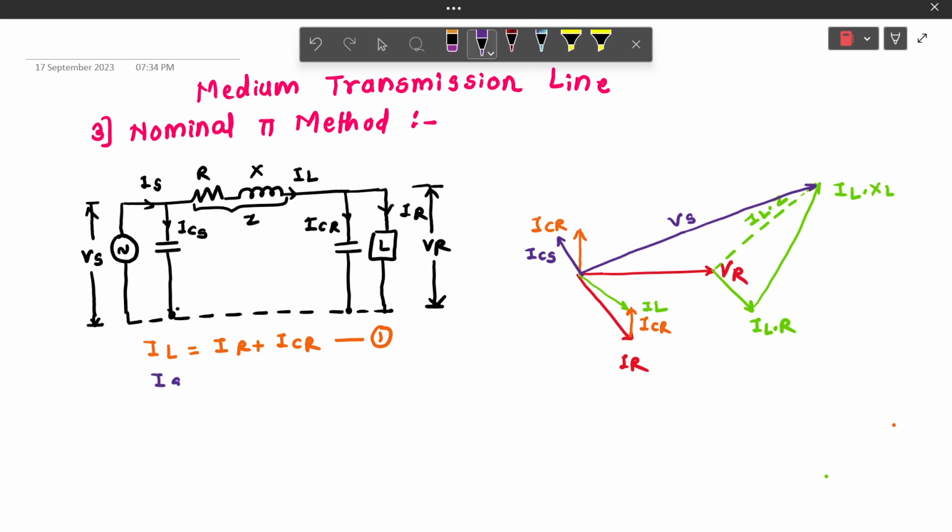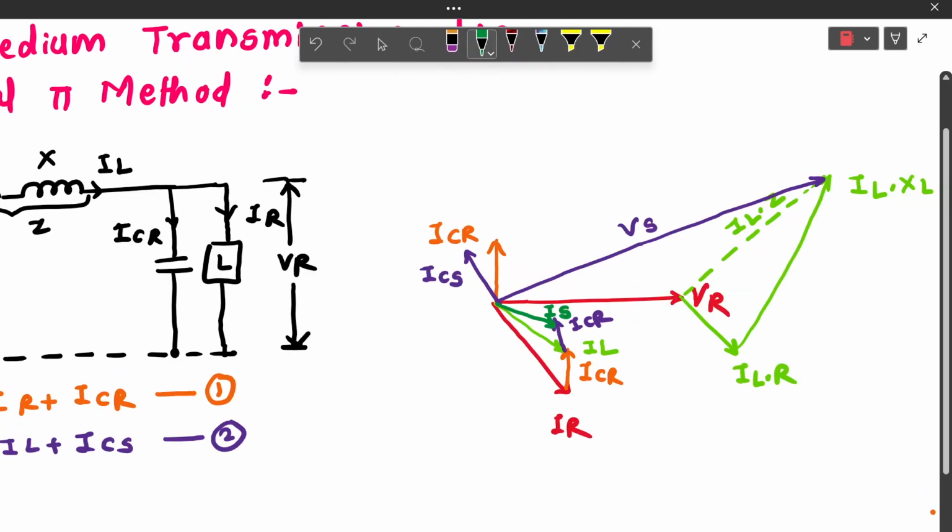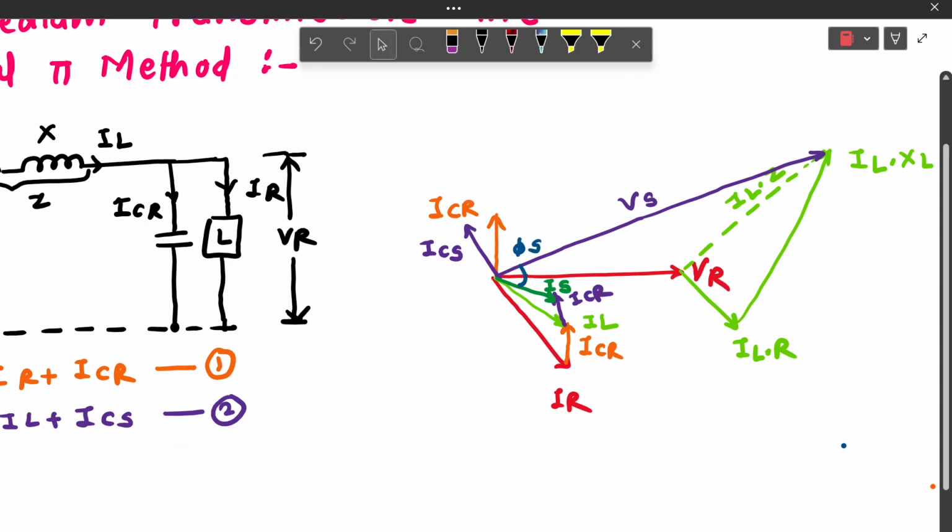Now, if we see the circuit and apply the KCL at sending end side node, then Is can be written as Is is equal to IL plus ICS. Hence, Is is the equivalent of IL phasor and ICS phasor. Similarly, ICS can be drawn here. The angle between Vs and Is is phi s and angle between VR and IR can be denoted as phi r. Let us derive the expressions for voltages and currents.